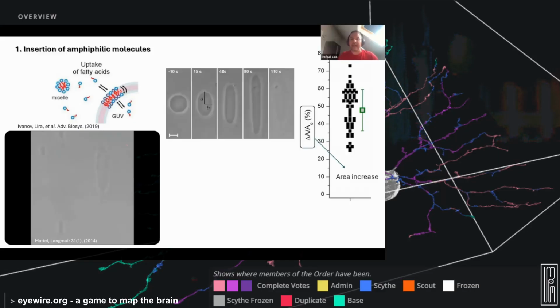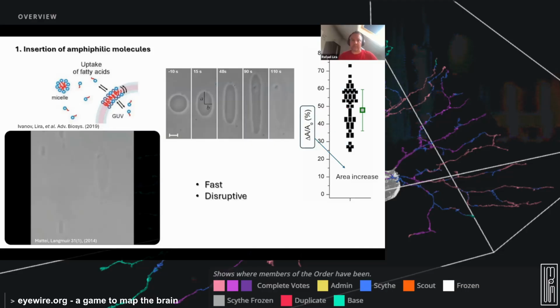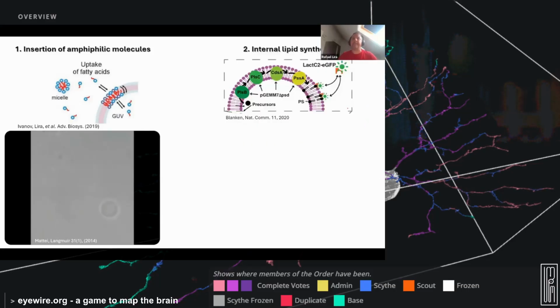But unfortunately, there is only so much growth that the vesicle attains before it solubilizes. This is what detergents do. In this case, you can grow up to 50% of the membrane area before the vesicle is fully solubilized. So incorporation of fatty acids or detergents is a fast growing process. However, it's also disruptive, and this is something we want to avoid.